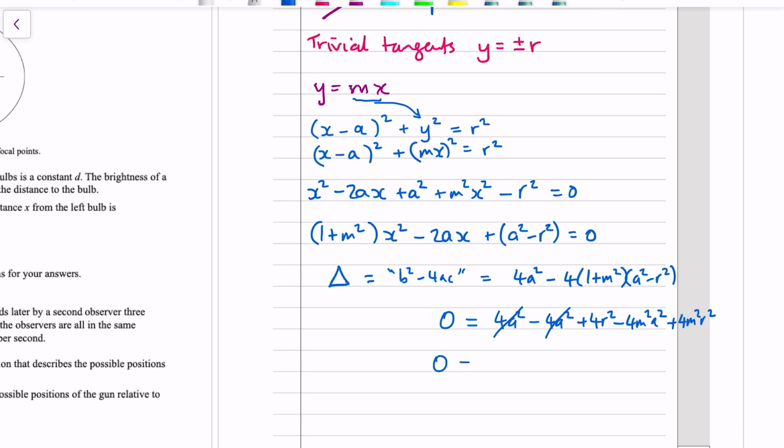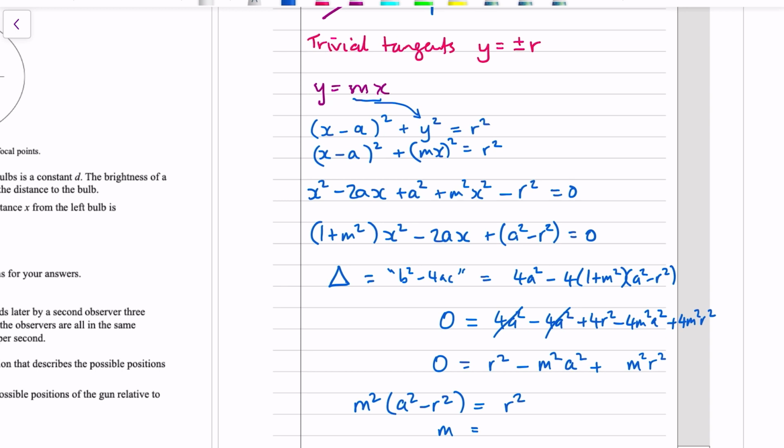So we've got 0 equals r squared minus m squared a squared plus m squared r squared. I didn't actually divide through by m squared. What am I trying to achieve here? I want to find the gradient and how it relates to a and r. So I make m the subject of this equation. M squared times a squared minus r squared equals r squared.